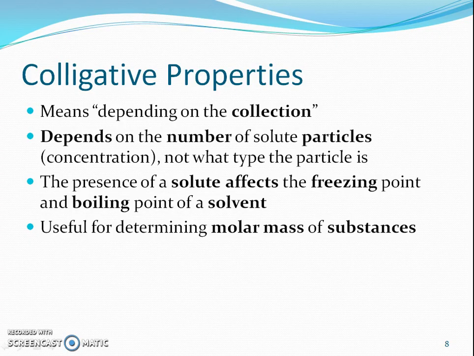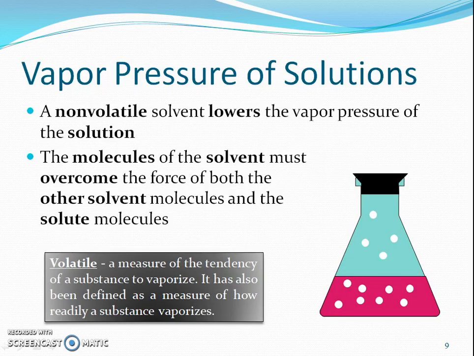So colligative properties. Again, pause, fill in the blanks, and then play to hear my words. Colligative just means collection, okay? So colligative properties are going to depend on the number of particles or that concentration. And the presence of these solutes are going to affect the boiling point and the freezing point of the solvent. But again, I like to say now it's the solution, right? The solution has changed its freezing and boiling point. And this is also going to help us to determine the molar mass of substances.